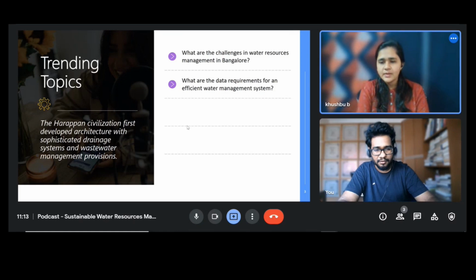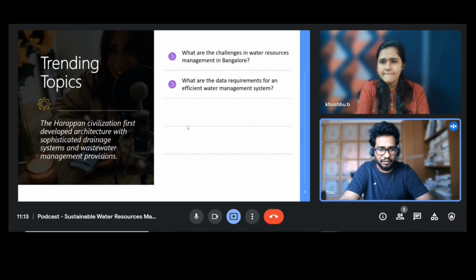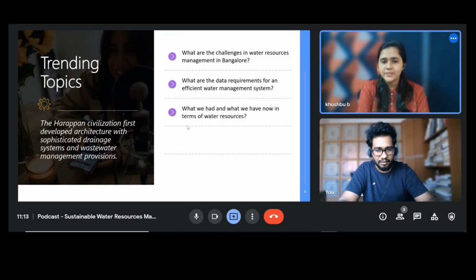Understood. So basically, there is a lack of governance around this particular data collection and everything. Exactly. Got it.